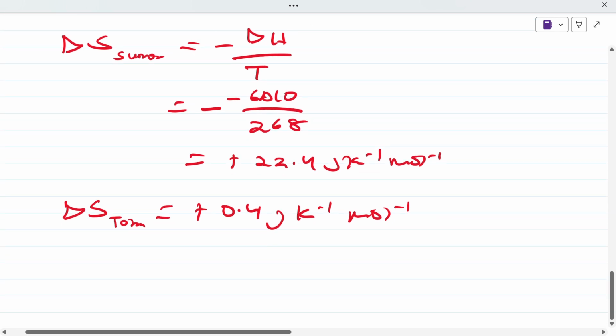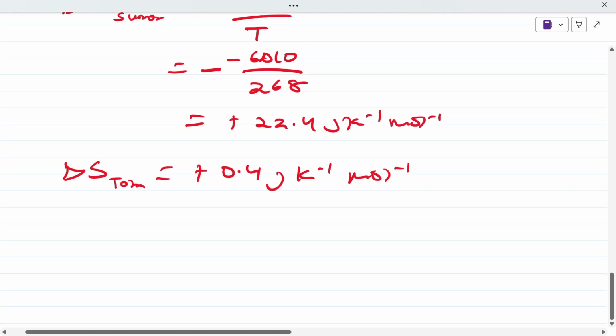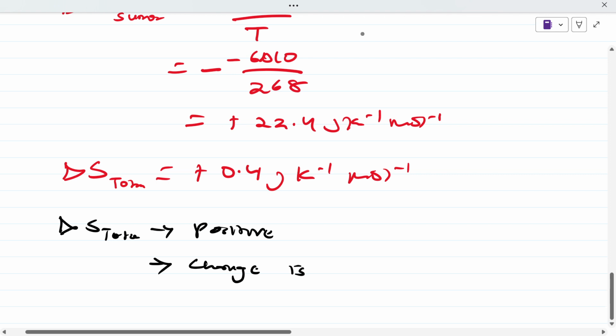So, because we found a positive change, what can we say? The total entropy change is positive. What does this mean? That the change is thermodynamically spontaneous.